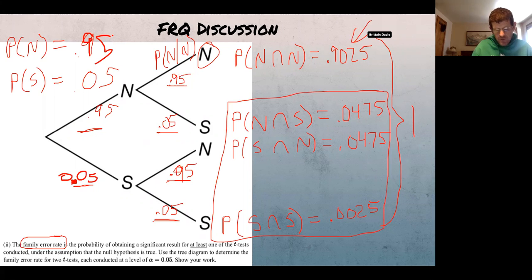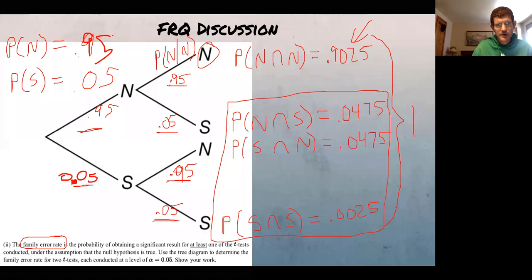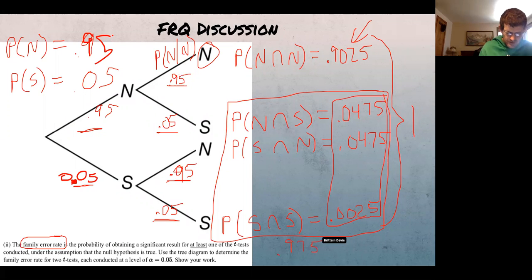So for one test, we had a 5% chance of getting a type 1 error. Now our type 1 error probability has gone up. All right, and we can do this 2 different ways. We can just add these probabilities together, and then that would be 0.975, or sorry, 0.0975. Or we could do 1 minus the only outcome that's good for us. And we get the same answer regardless of how we do it. And we can see now that our family error rate is nearly 10%. It's nearly doubled.